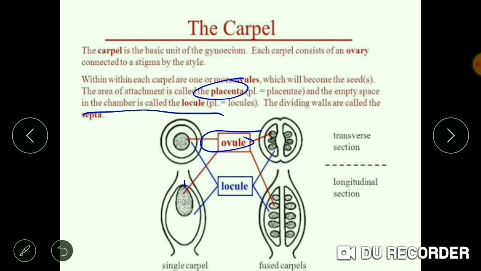Now we talk about what is septa. The separation here is known as septa. So we studied about three parts: locule, placenta and septum. Locule is that chamber which contains ovule, and placenta is that area through which the ovule is attached. The septa is the separation.